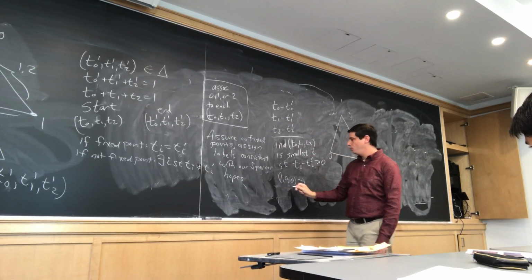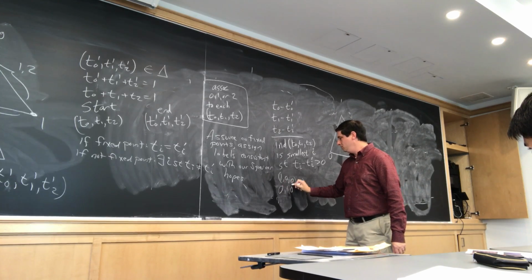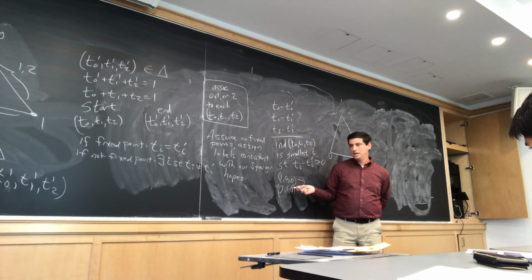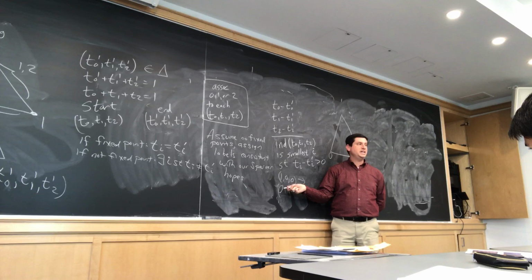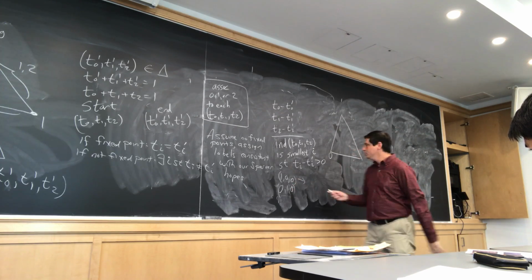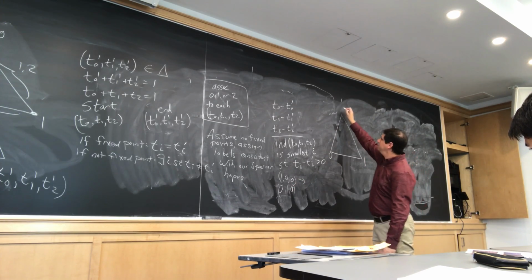Similarly, if we start off at the point 0, 1, 0, this coordinate could stay 0. It can't become negative. This coordinate has to go down. So this would be the first coordinate where something goes down. So this gets labeled 1. And similarly, this gets labeled 2.